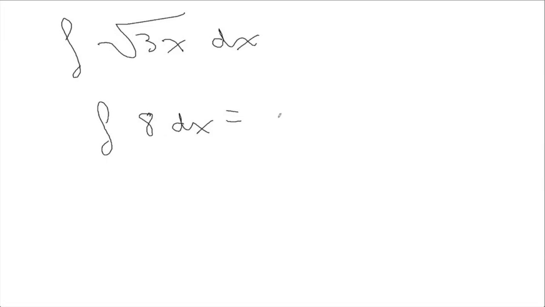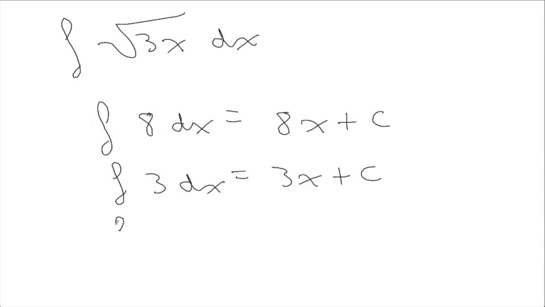What's this? Oh, it's 8x plus c. That's right. That's just the constant rule for antiderivatives. That's our constant rule for antiderivatives. What's this? 3x plus c. Good.